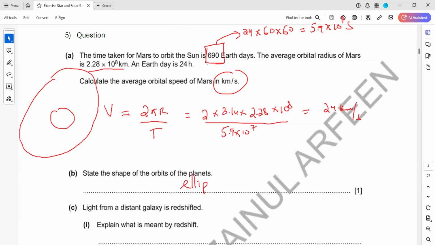The term eccentric is not used. You don't use any other term, right? Either ellipse or elliptical. Okay. Is it clear?